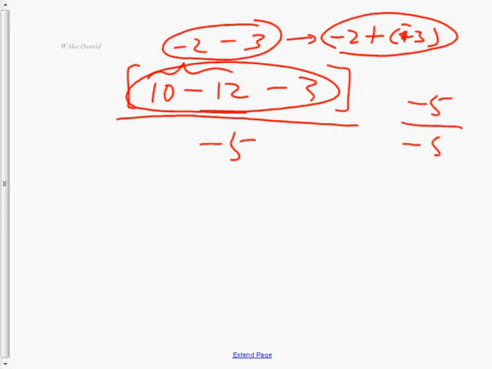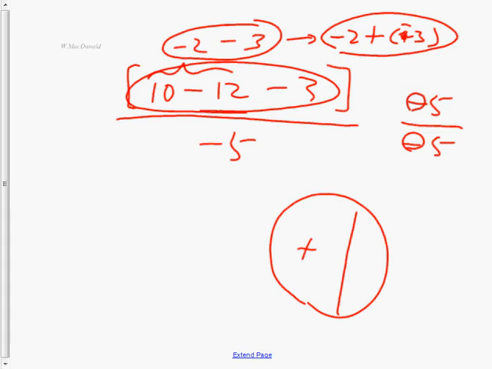Divided by -5. 5 divided by 5 is 1. A negative divided by a negative, they're the same sign, so my answer is +1.